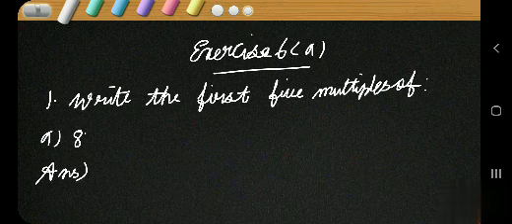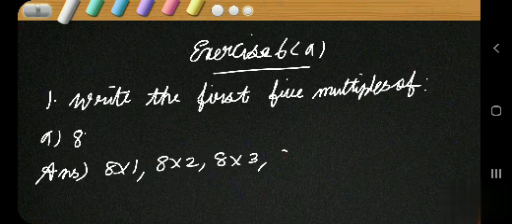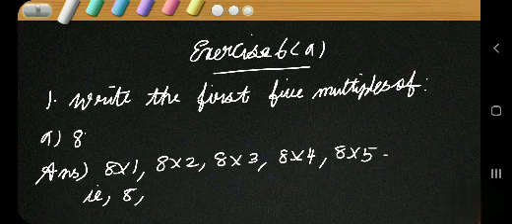Yes, 8 into 1, 8 into 2, etc. Isn't it? 8 into 1 is the first multiple of 8. Which is the second multiple of 8? Yes, 8 into 2. Third multiple? 8 into 3, isn't it? Fourth multiple is what? Yes, 8 into 4. And the fifth multiple? 8 into 5. That is, 8 ones are 8. 8 twos are? Yes, 16. 8 threes are 24. 8 fours are? Yes, 32. 8 fives are 40.